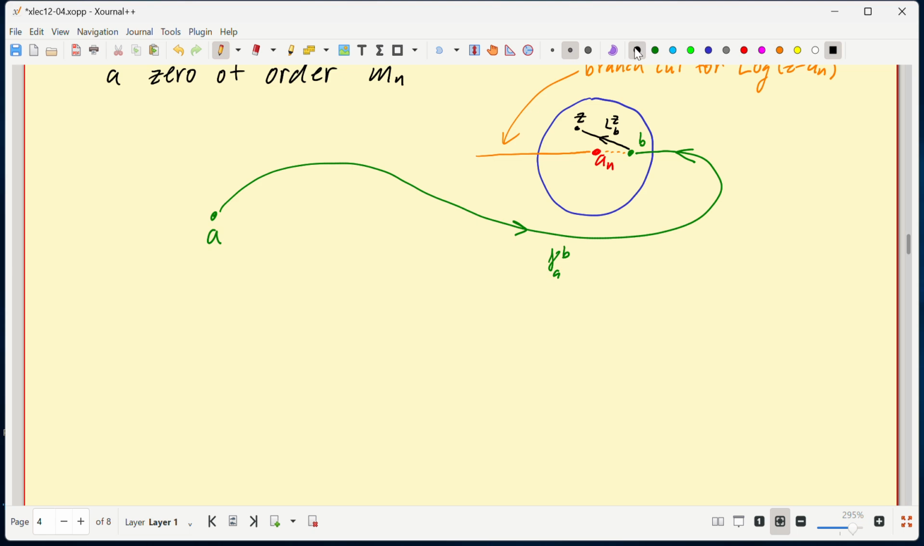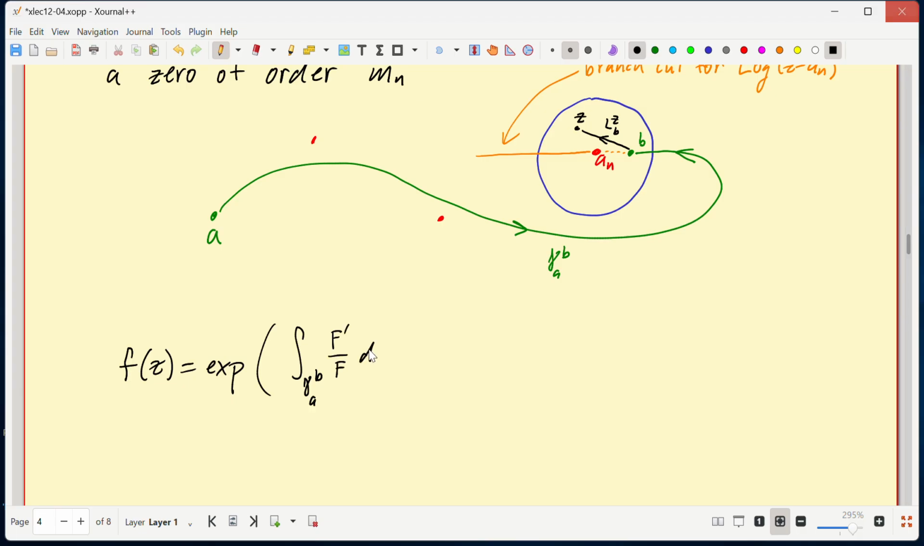Okay, and now the fun part. f of z is the exponential of, this is a constant. We go from A to B. Let's see, there could be poles here, but we're avoiding them. A constant of F prime over F.